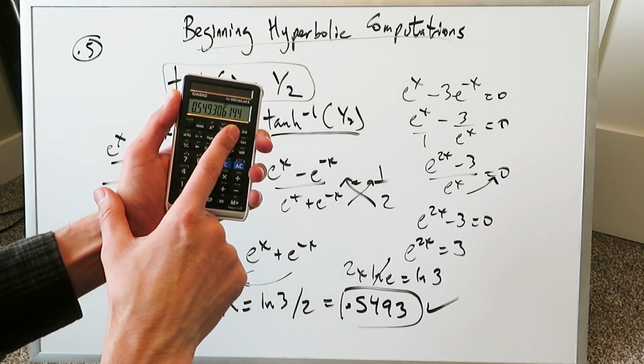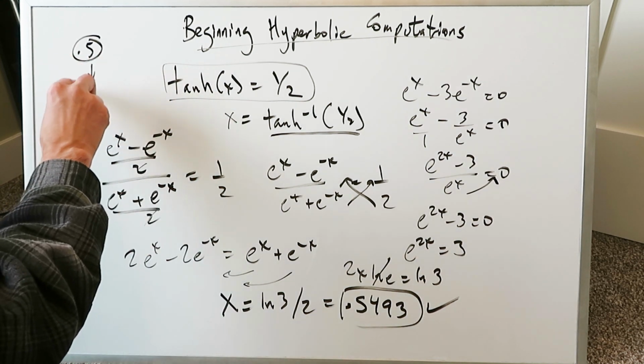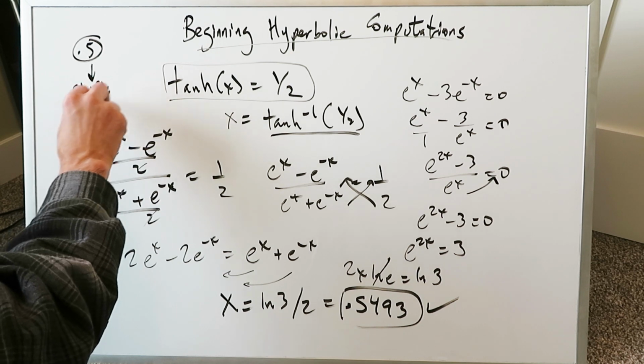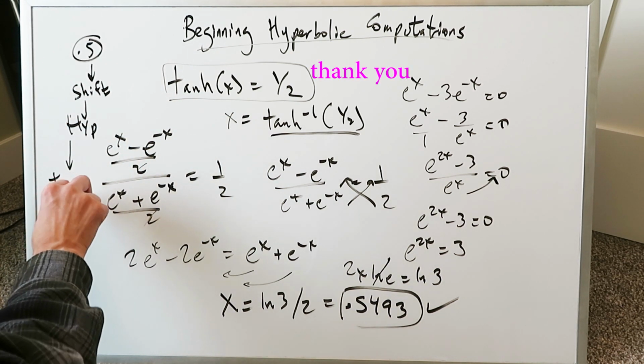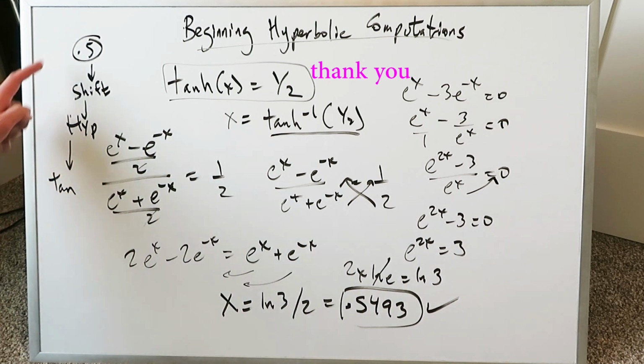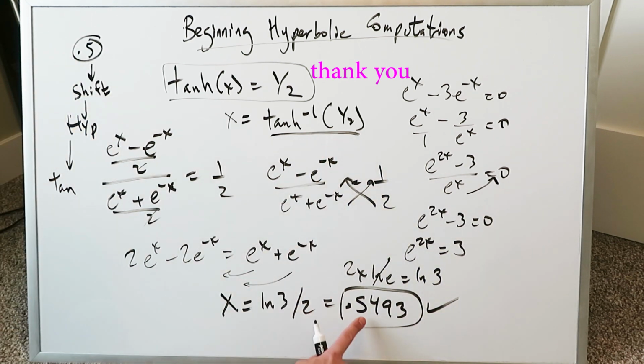And you'll get 0.5493, which is what you have here. So your strokes are this: 0.5, you click on the shift button, then you click on the hyperbolic button, then you click on the tangent button. You'll get inverse hyperbolic tan of 0.5, which is exactly right here, and your answer will be 0.5493, and the question is good.